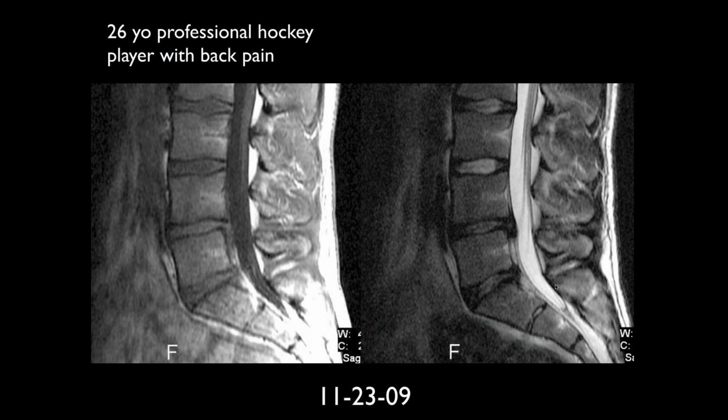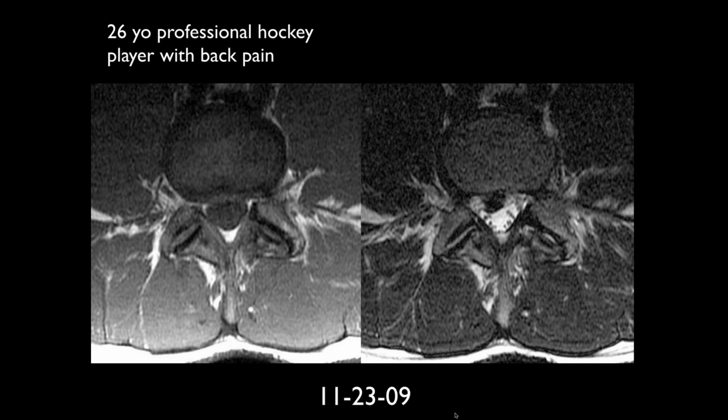26-year-old hockey player, back pain. There's some disc disease for sure. 11/23/09. A little bit of a narrow disc here, protrusion. Looks like an extrusion there. Not a lot of canal narrowing, but there's a little extrusion.